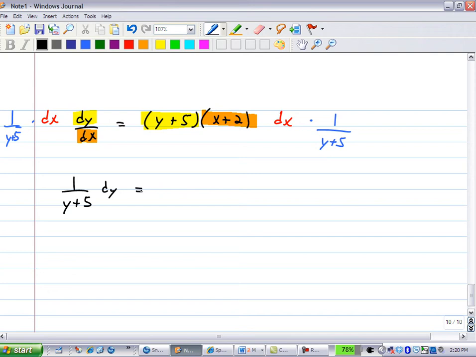dy is, I got x plus 2 dx. So when we anti-differentiate, the left side turns into the natural log of the absolute value of y plus 5. The right side, anybody know?